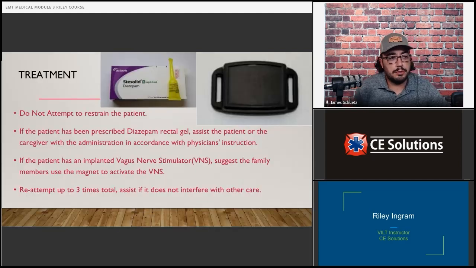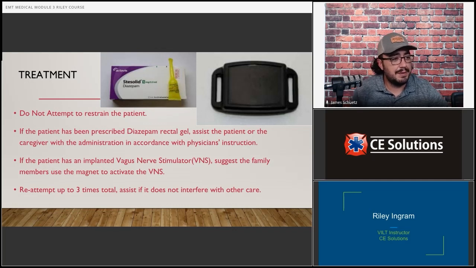More treatment. Do not attempt to restrain the patient. Restraining them can make them hurt themselves more. Okay. We kind of just let them do their thing, but just make sure they don't hit anything or hit their heads on anything. Just clear all big obstructions from them and let them do their thing. If the patient has been prescribed diazepam rectal gel, assist the patient or the caregiver in the administration in accordance with the physician's instruction.